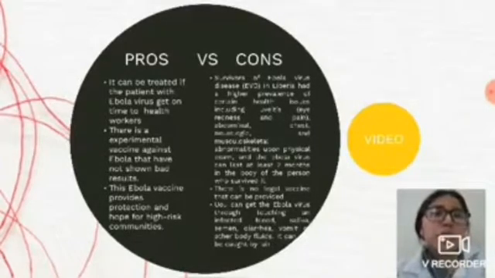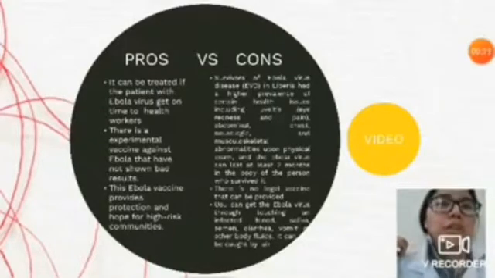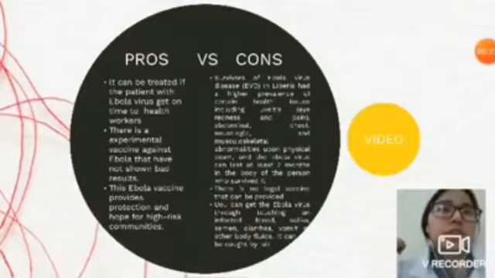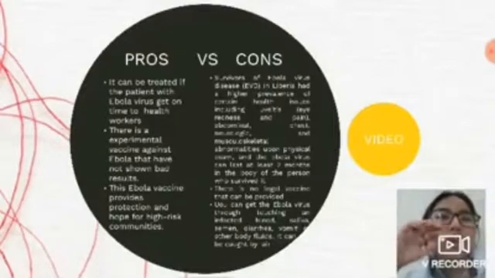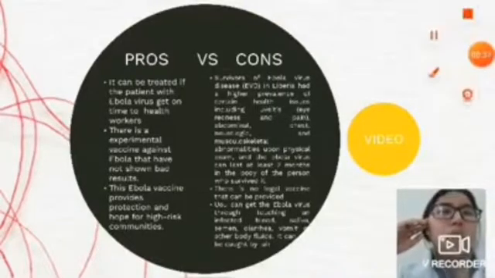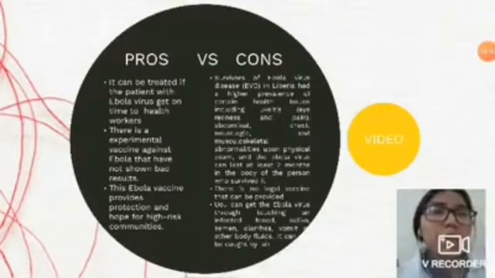Cons. Survivors of Ebola virus disease in Liberia had a higher prevalence of certain health issues, including airway, abdominal, chest, immunological, and musculoskeletal abnormalities. The Ebola virus can last at least 2 months in the body of a person who survived.